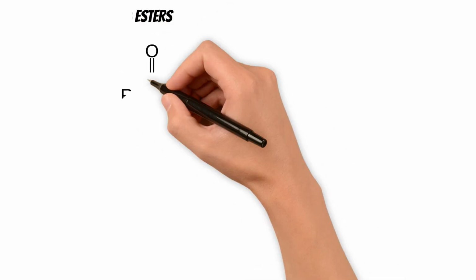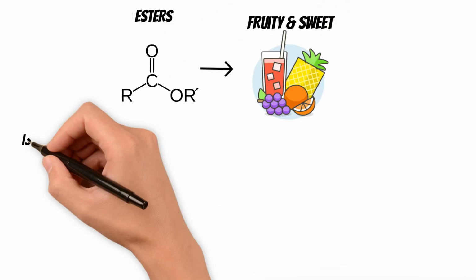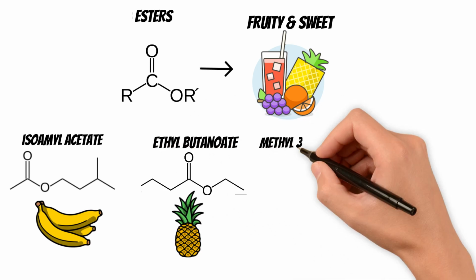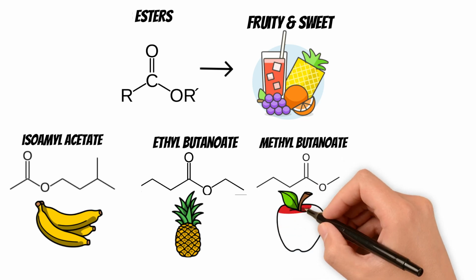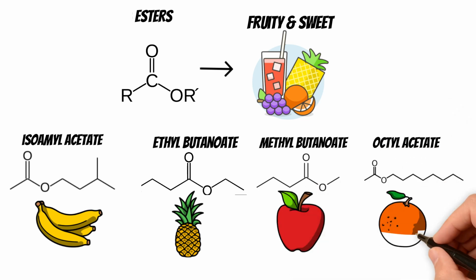Functional groups also influence smell. Esters often have fruity or sweet aromas. For example, isoamyl acetate smells like banana, ethyl butanoate resembles pineapple, methyl butanoate is often described as apple-like, and octyl acetate has an orange aroma.